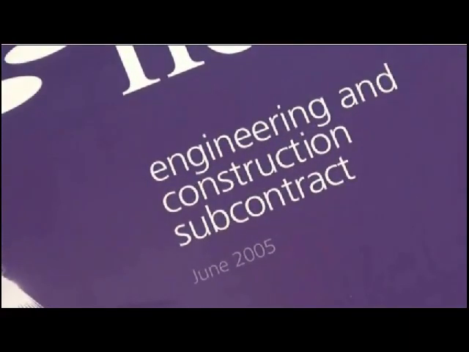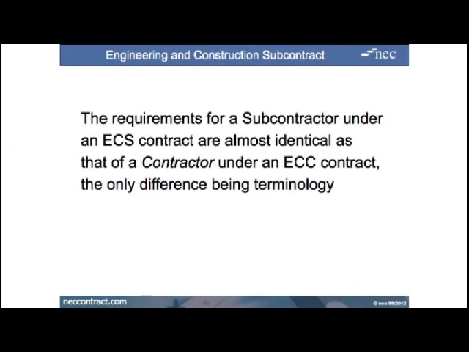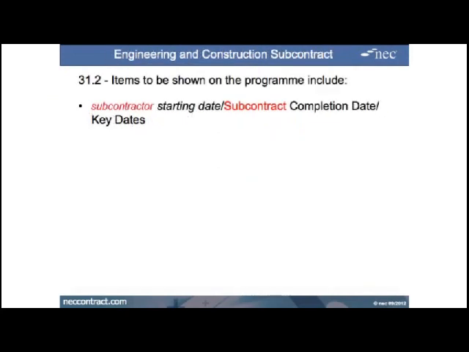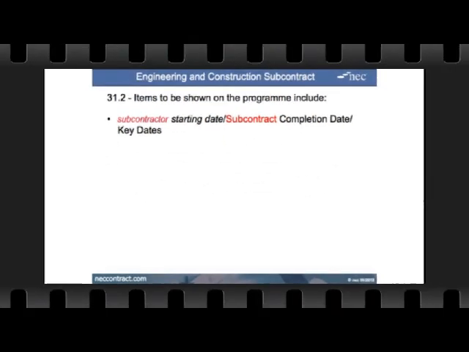The requirements for a subcontractor under an ECS contract are almost identical to that of the contractor under an ECC contract, the only difference really being terminology. So clause 31.2 is very similar to the ECC contract that we've already looked at. The main changes I picked up on here are in the summary of this text.